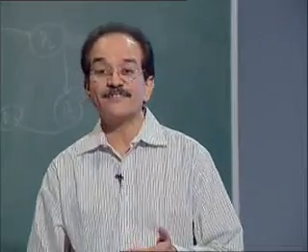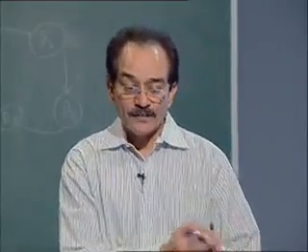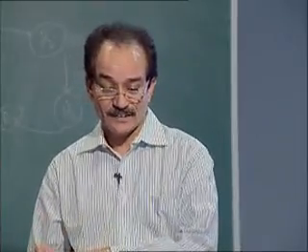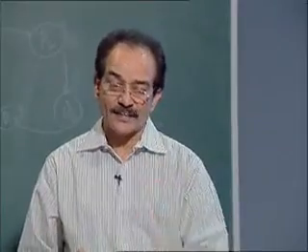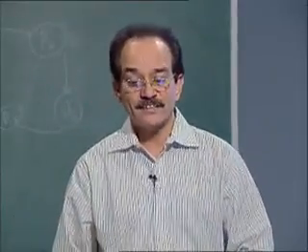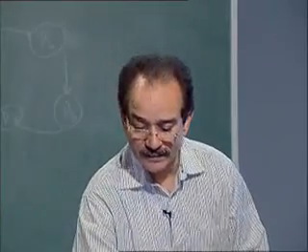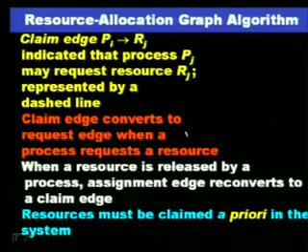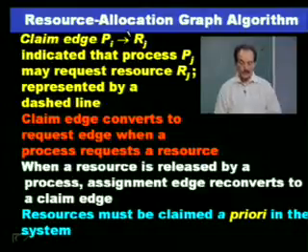I may be in the unsafe state, but I may not be in the deadlock state. But if I am in the deadlock state, certainly I am in the unsafe state. If I am not in the deadlock state, it is not guaranteed that I will not be in the unsafe state. But in case I am in the safe state, it is guaranteed I will never enter into the deadlock state. Now, we have one algorithm, the resource allocation graph algorithm.